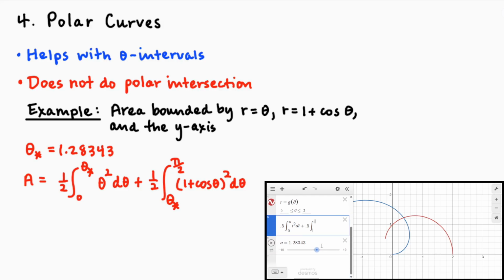Plus 0.5 of the integral from A up to pi over 2 on basically the blue curve, and that was g of t. Because it's polar area, I do 1/2 r squared d theta, and I get 0.541. That looks pretty reasonable based on the diagram that I'm looking at over here. About half a unit of area.